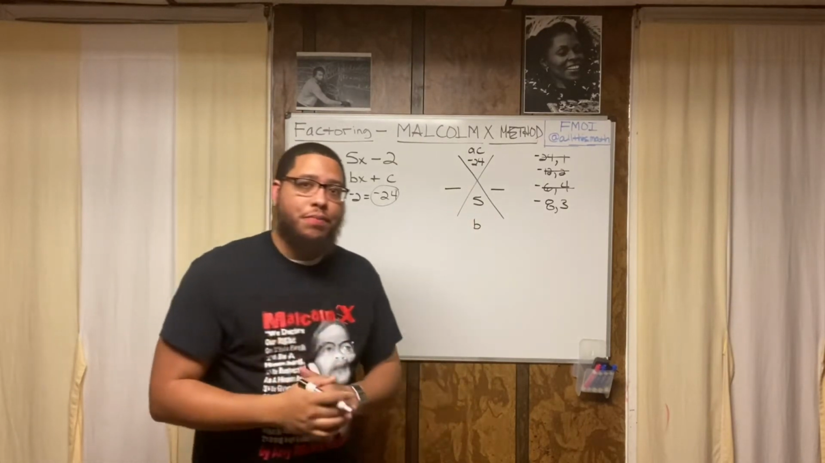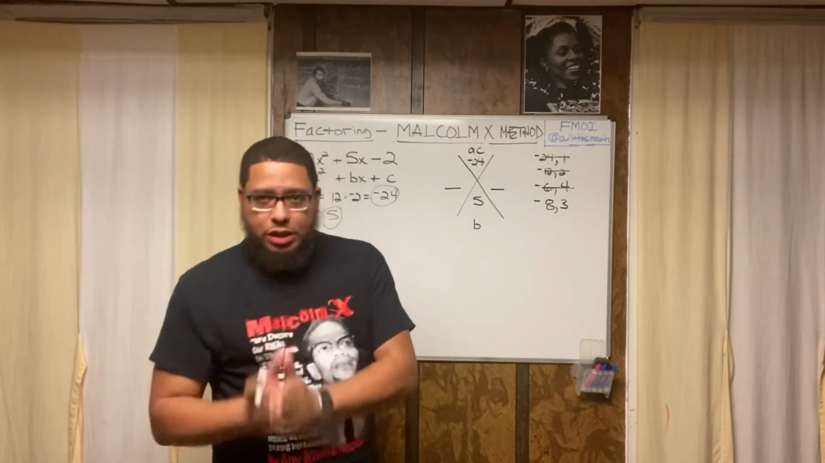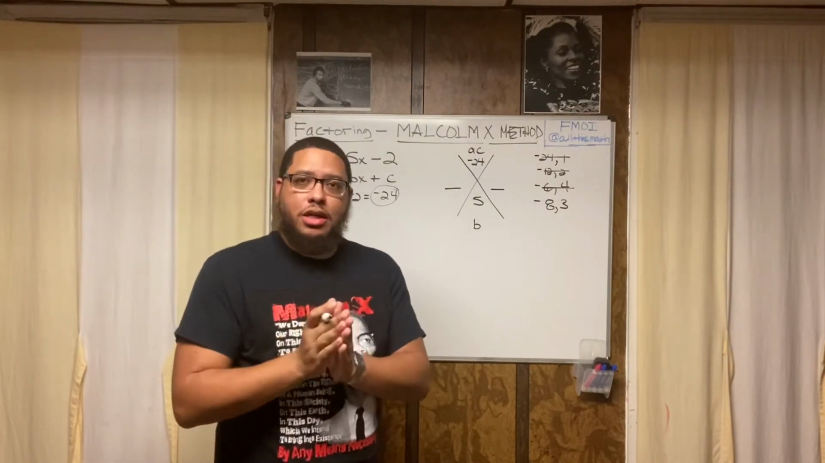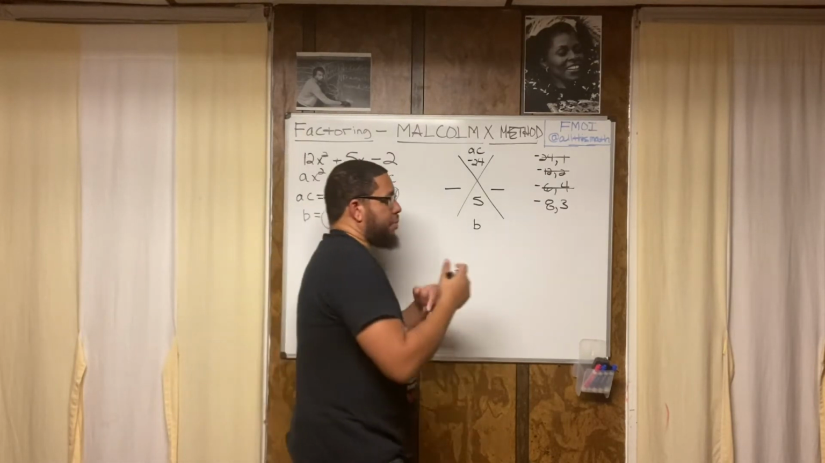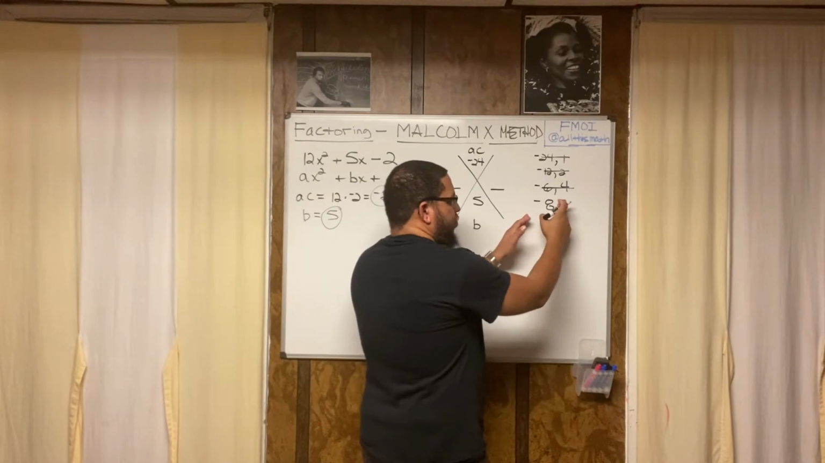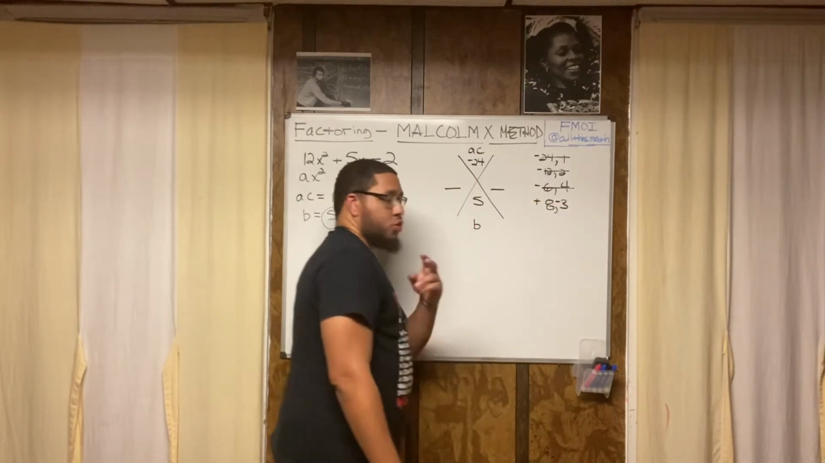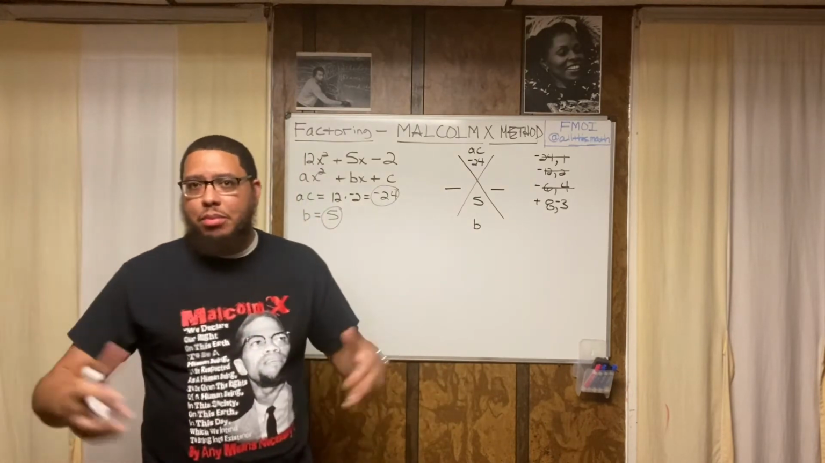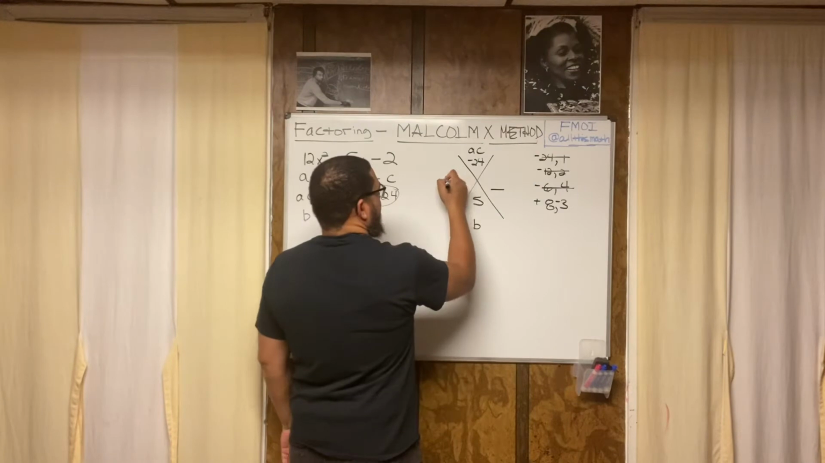Listen, check this out. Whenever you get the right number with the wrong sign, that's a good thing. That means you're on the right track. All you got to do is switch the signs around. So instead of a negative 8 and a positive 3, you need a positive 8 and a negative 3. Those are your two, what I like to call your magic numbers, in this Malcolm X method.